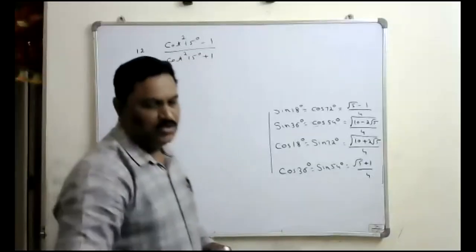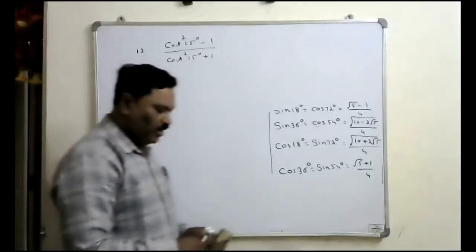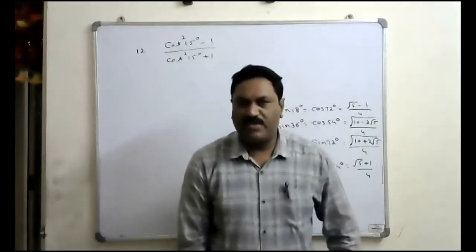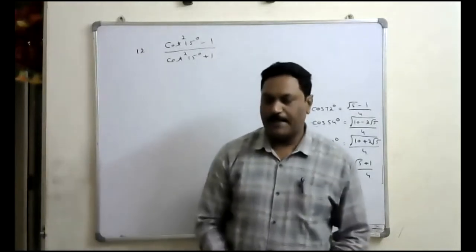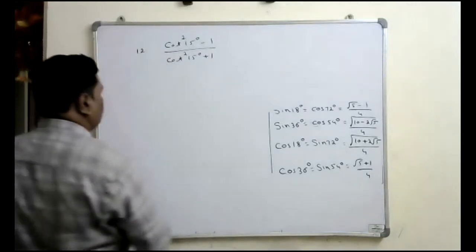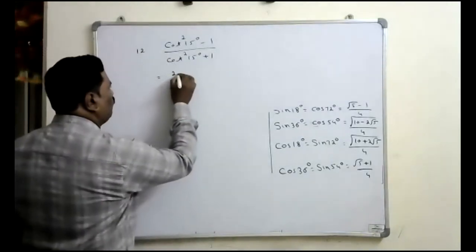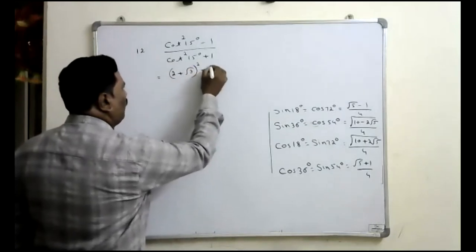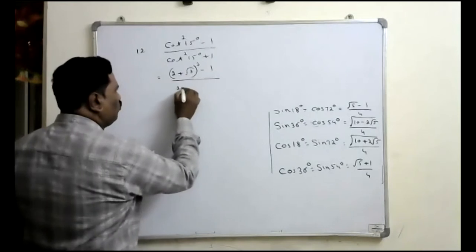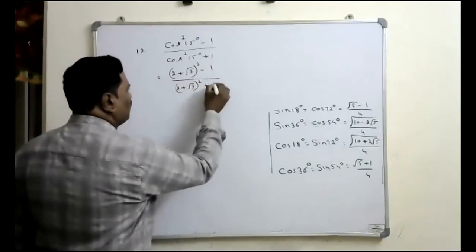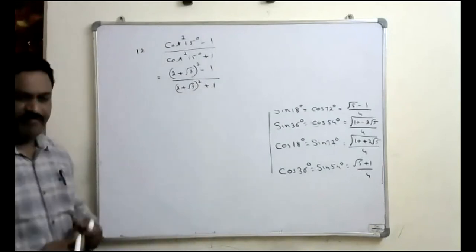Okay. So to find its value, we already know the value of cot 15 degree. What is the value of cot 15 degree? 2 plus root 3. So we will substitute there: it is (2 plus root 3) whole square minus 1 upon (2 plus root 3) whole square plus 1. Directly we will substitute that value. Then we will simplify this.